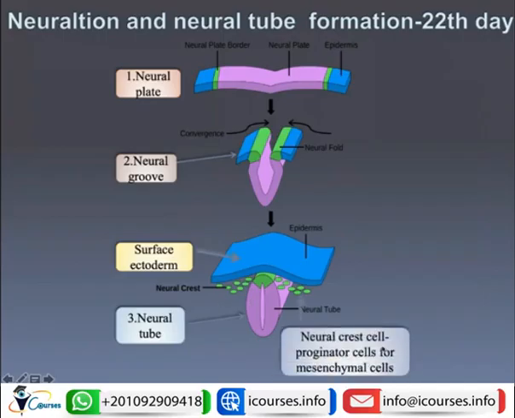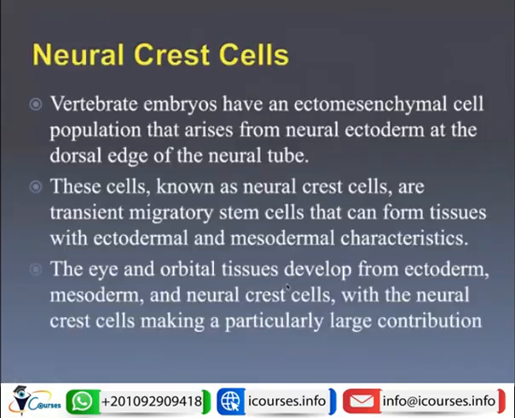So the neural crest cells are the progenitor, or the primitive mesenchymal cells. So basically the surface ectoderm, the neural tube, and the mesenchymal cells are the main structures that will form the developing eye. So let's have just more information about the neural crest cells.